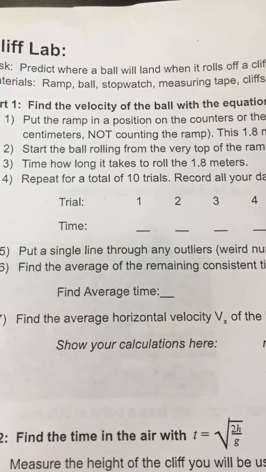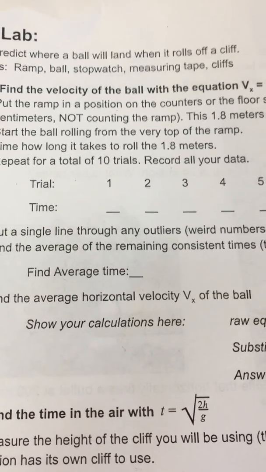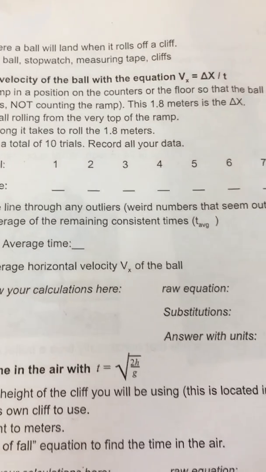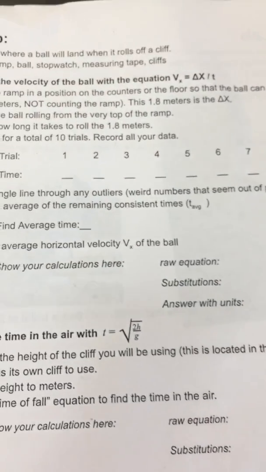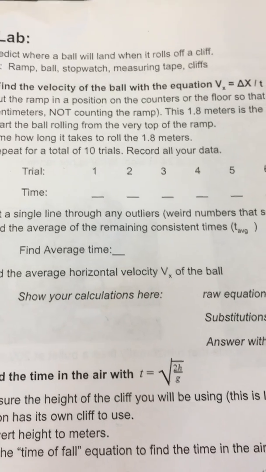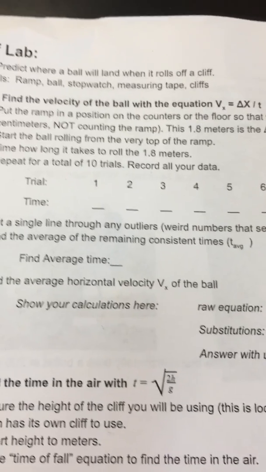Step number 1, put the ramp in a position on the counters or on the floor so that the ball will roll 1.8 meters. Now that is not counting the ramp, and it's just the horizontal distance. So here I have the ramp, and I'm putting it on the counter at the seam between the peninsula and the side counter. And that seam right here is going to be 180 centimeters to the end of the table.